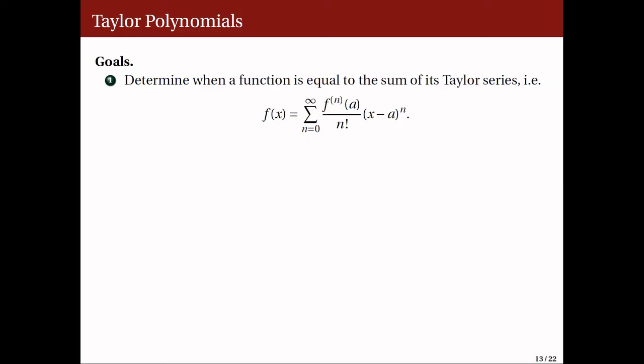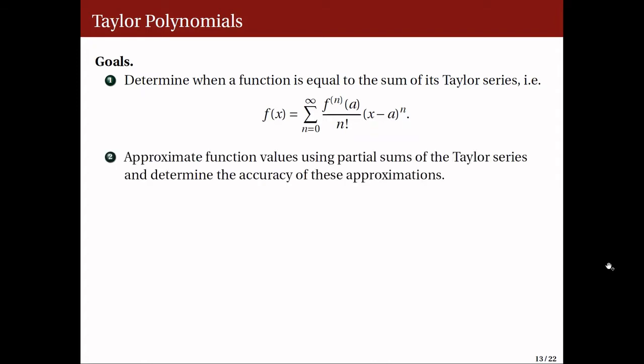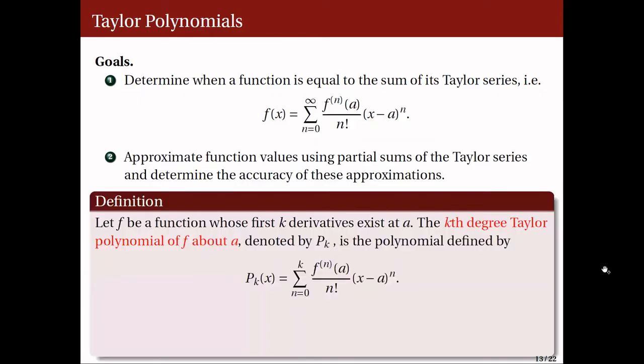Now, if a function is equal to its Taylor series, then we can approximate function values using partial sums of the Taylor series. We can also determine the accuracy of these approximations. So these are the two goals for this discussion. So let's now consider the following definition.